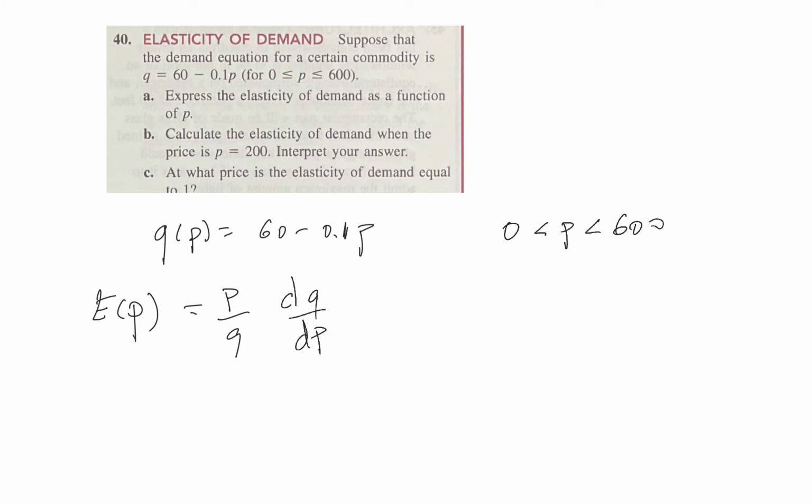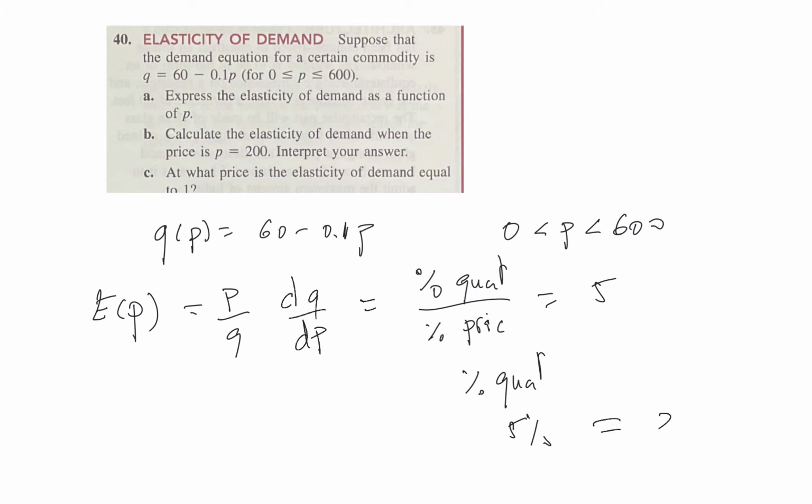This is the equation for the elasticity, and the elasticity says how much change in percentage of the quantity you can expect for a change in the price. So this is the percentage change of the quantity divided by the percentage change of the price. So if this is 5, if you make a percentage change in the quantity of 5%, you will have 25, you will have 5 times.